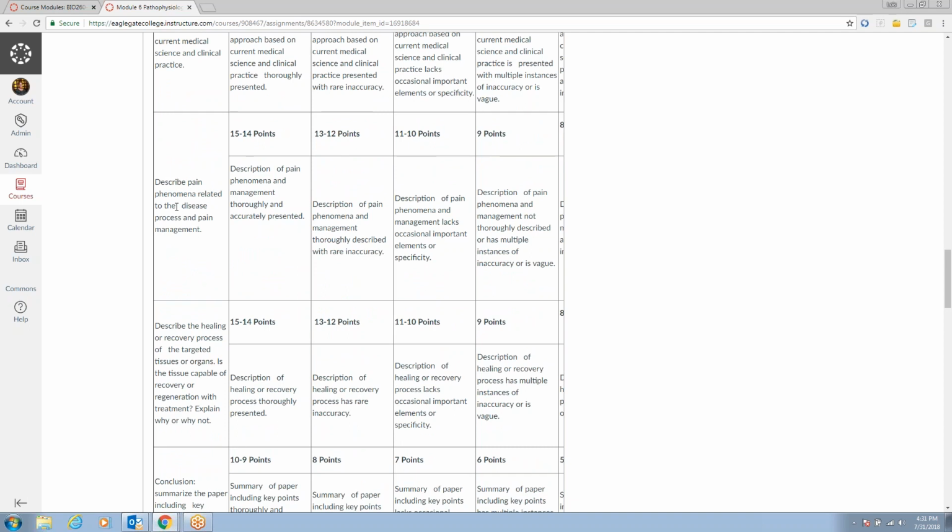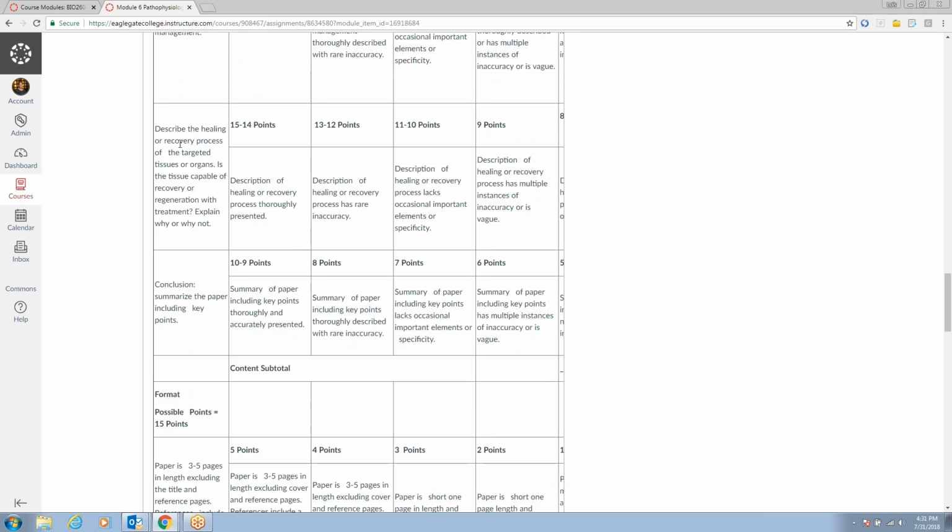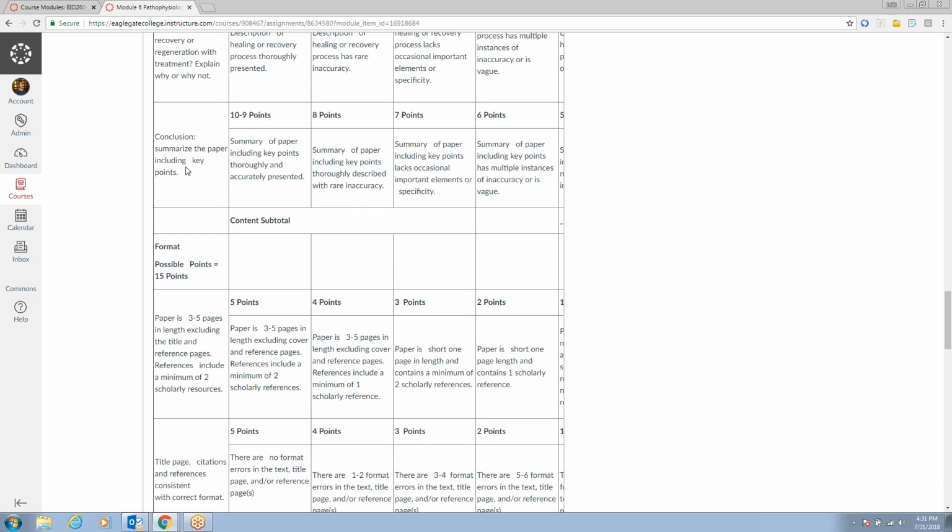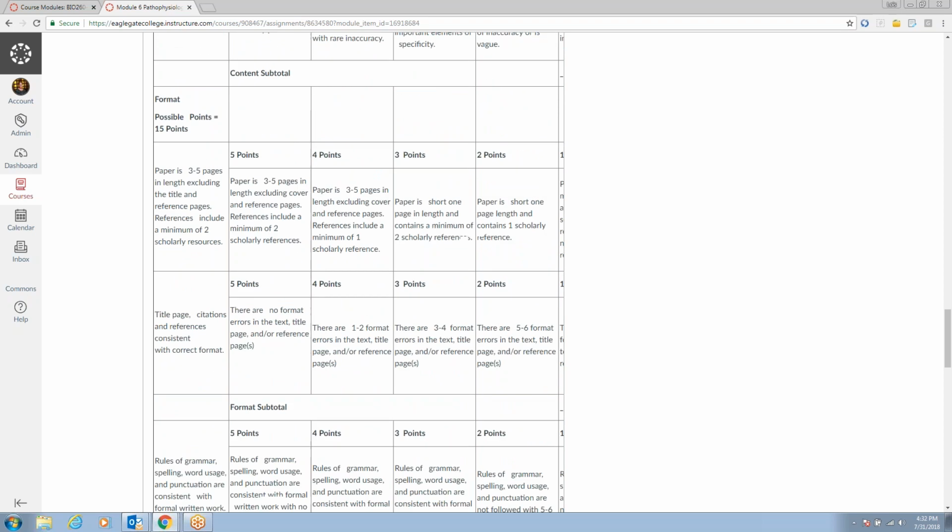Pain phenomena: if there is pain, where is the pain, what's the pain like, and how are you going to treat the pain, what's the pain management. If there's absolutely no pain, you need to describe why there is no pain with this, and that there wouldn't be pain management because there is no pain. Then come down, the healing process: are they going to regenerate, how's the patient going to recover, what's it going to be like when he's recovered, explain it, why or why not. And then your conclusion, about a paragraph, key points.